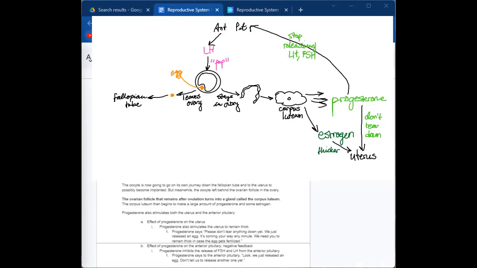So the progesterone is basically going to say, chill. Don't release anything yet. We just released an egg. Give the first egg some more time.